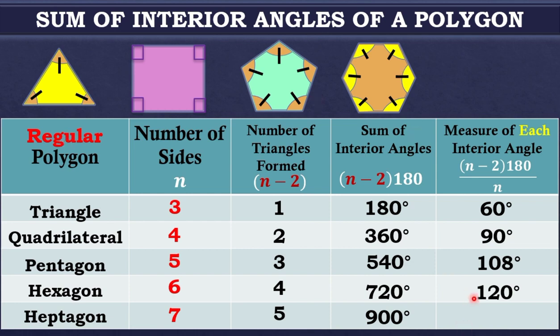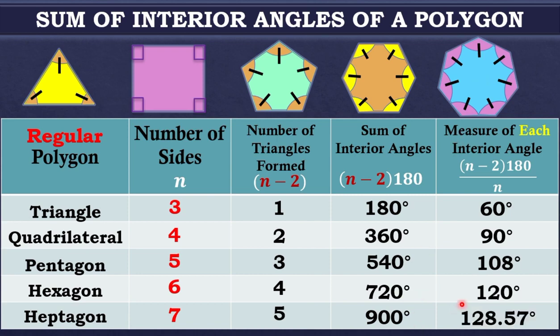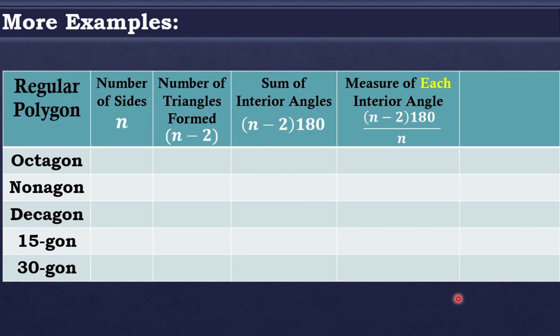is 120 degrees. And then for heptagon, so for us to know the measure of each interior angle of a heptagon, we will divide the sum, yung kabuuan, yung 900 degrees into 7. Since we have 7 angles here, so 900 divided by 7, that is 128.57 degrees. So, i-round up na lang natin kasi this is non-repeating. Okay, so we have 128.57 degrees.